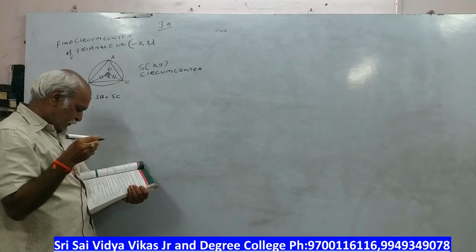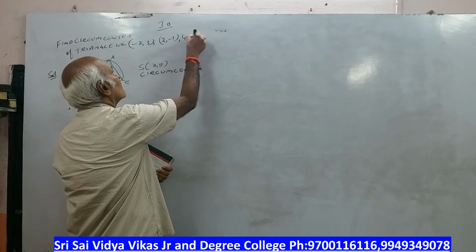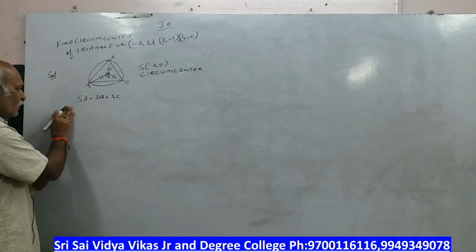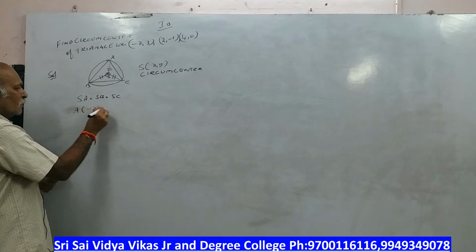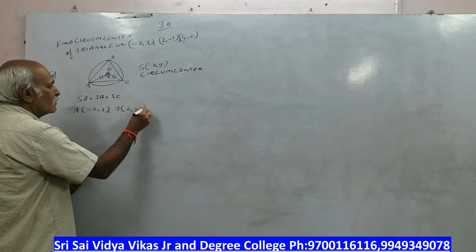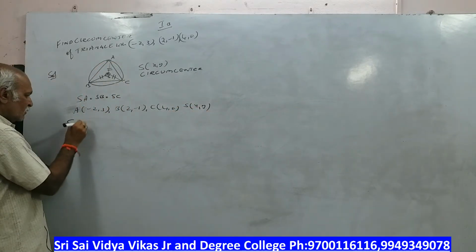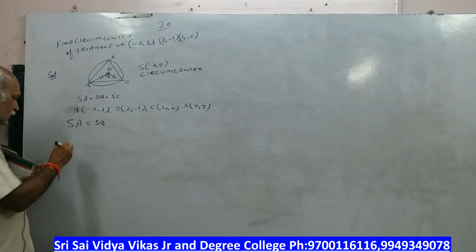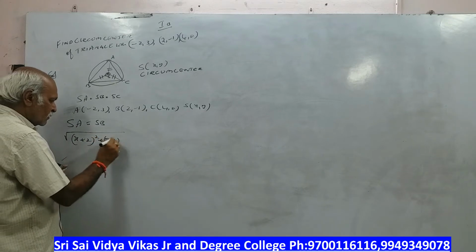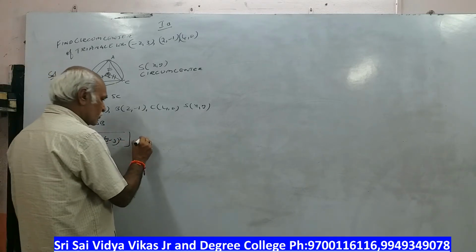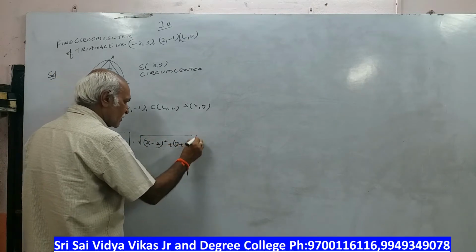Next problem: (-2, 3), (2, -1), (4, 0). Okay, these are very, very important. Again, same concept. SA is equal to SB. What is the A point? (-2, 3), and B point (2, -1), and S is (x, y). SA is equal to SB, is equal to root of (x minus 2) whole square plus (y plus 1) whole square.